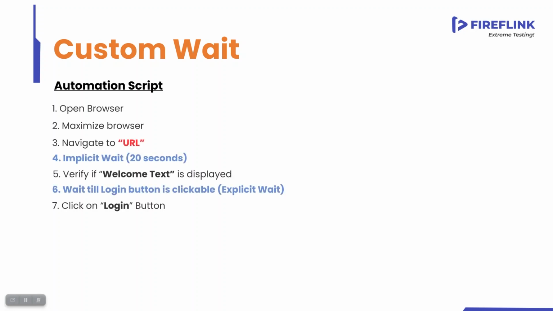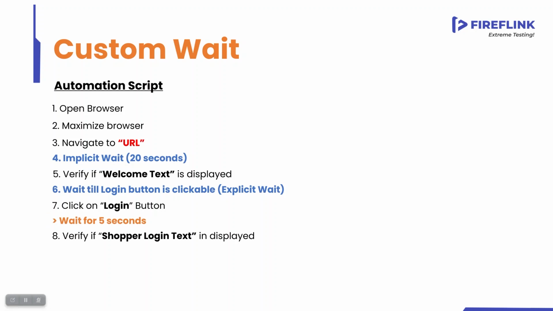Now let us go for the custom wait. Say, for example, let us take the same script where we have added the implicit wait, explicit wait, everything. Now once I click on the login button, my login page will be loading, right? Here I don't want to wait for the login page to load or this shopper login text to load. I just want to wait for 5 seconds. I do not want any condition to be satisfied, or I don't want the element to be loaded within a specified time. I just want to wait for 5 seconds. In that case, I will be using the custom wait.